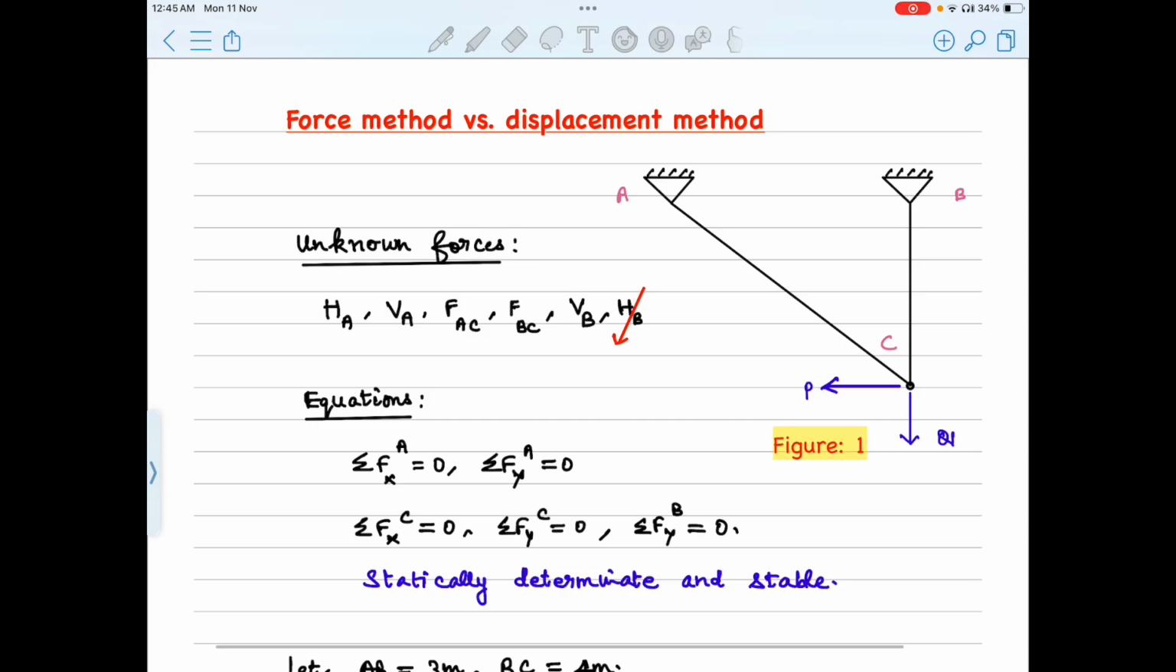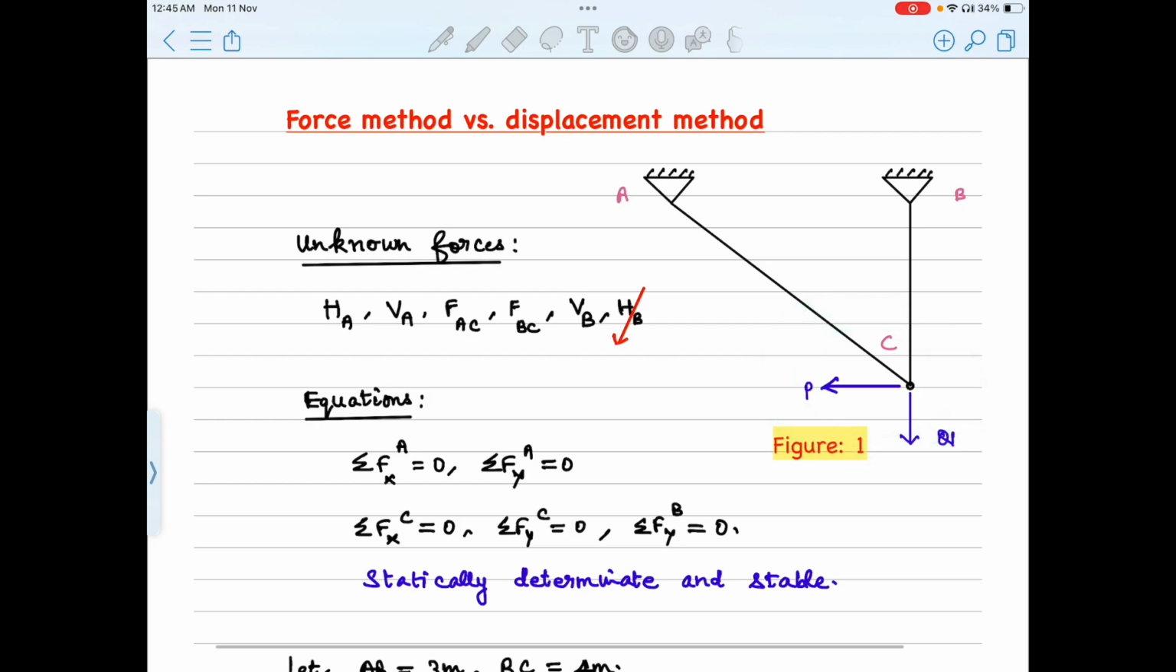Let's try to solve this truss in figure 1 for unknown forces. Is this truss stable by the way? Yes, it is. Though it lacks the usual triangulation in geometry, it is stable because it has four unknown reactions, which makes it externally stable, and members AC and BC are capable of carrying any load applied at this particular joint C.